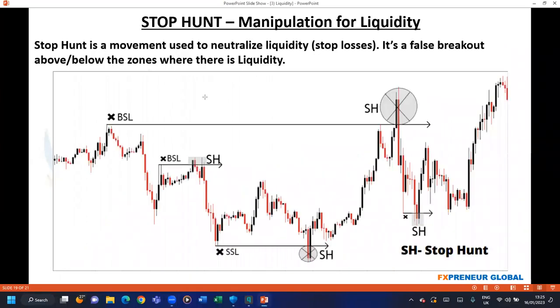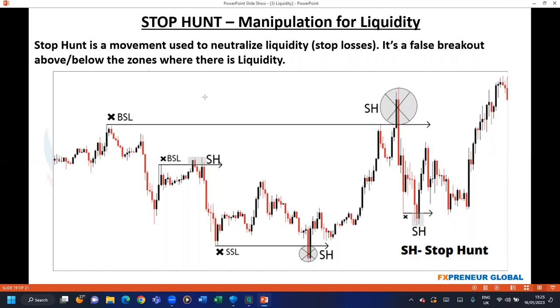Then let's look at what stop hunt means. Stop hunt is simply manipulation for liquidity, a hunt for stop loss. Now, stop hunt is a movement used to neutralize liquidity, that is stop losses. It is a forced and intentional breakout above or below the areas or zones where there is liquidity. It is an intentional and forced movement to take out or neutralize existing liquidities or stop losses.